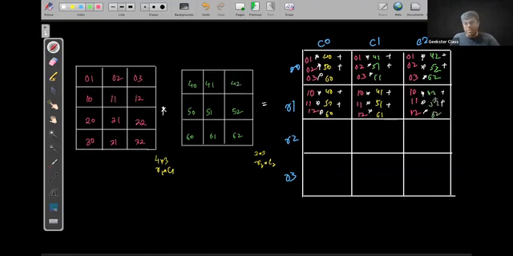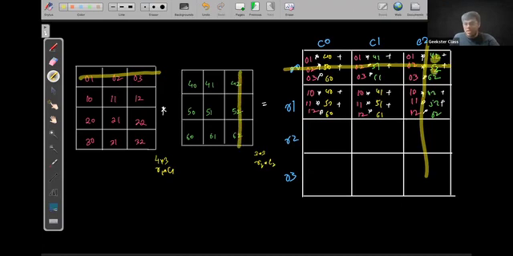For all of these, the row indices are 01, 02, 03, and the column entries are 42, 52, 62. Why? Because the row is from the first matrix, so 01, 02, 03. The column is from the second matrix, so 42, 52, 62. So that is what we are going to do.